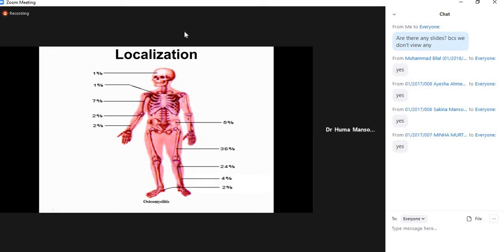36%. So most of the time, the long bones, that is the femur, are affected, which is then followed by the tibia. But it can involve virtually any bone of the body, but these are the two commonest bones that are affected in osteomyelitis.